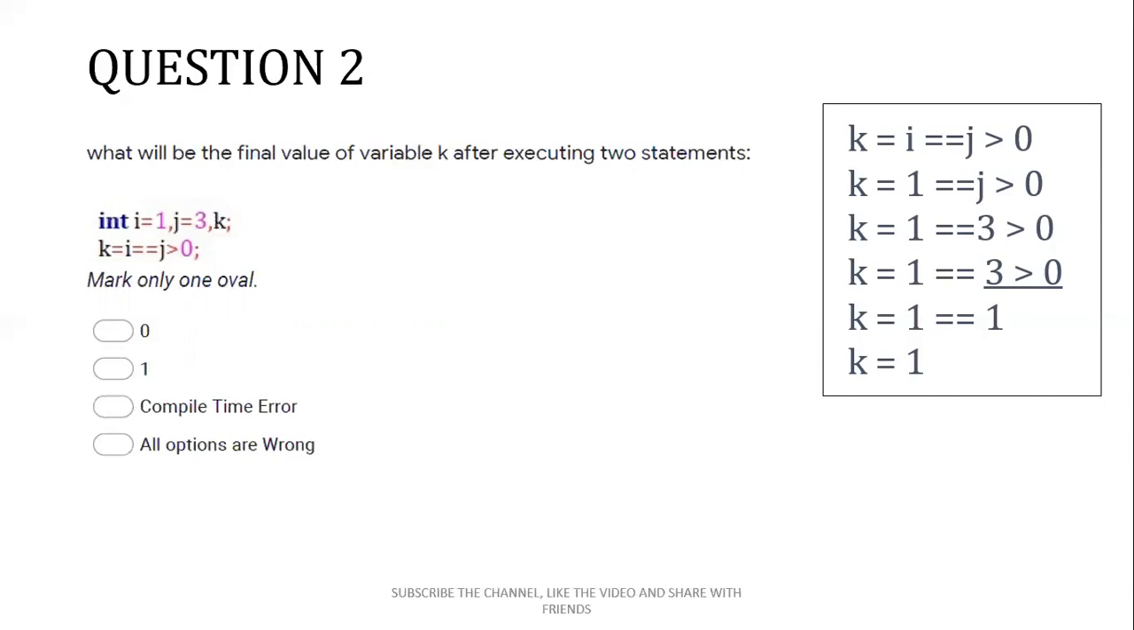So you can see the left operand of comparison operator was 1, but right operand of comparison operator can be 3 or 3 greater than 0. It will depend on the precedence of operator greater than. As we can see, this greater than operator has a larger precedence than comparison operator. So right operand of the comparison operator will be 3 greater than 0.